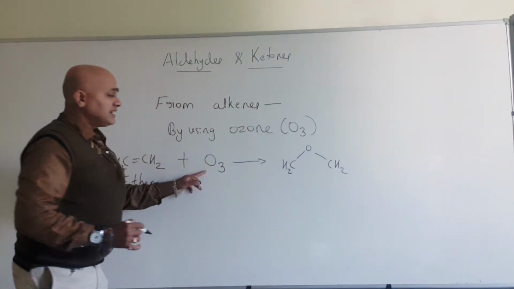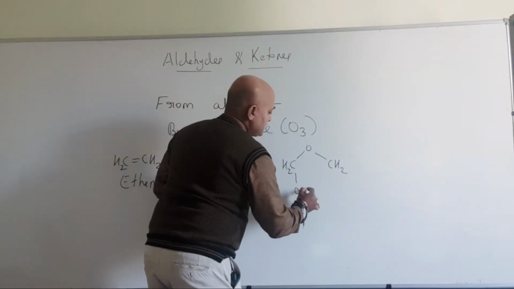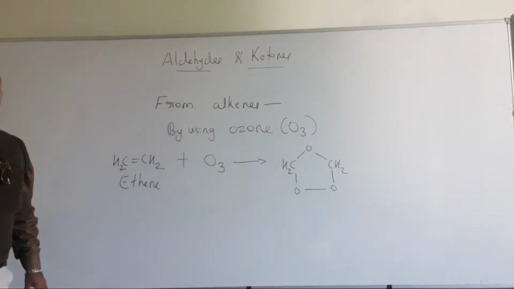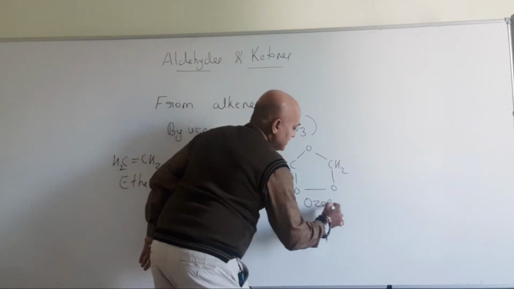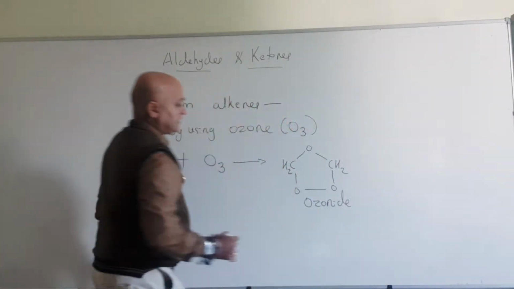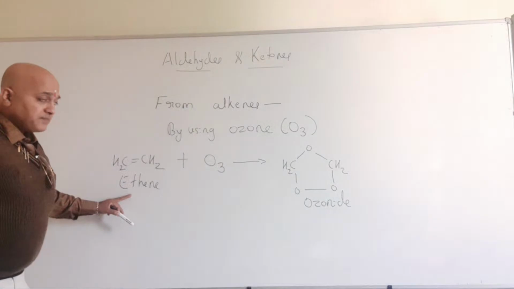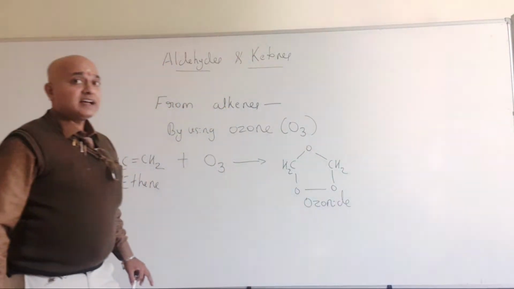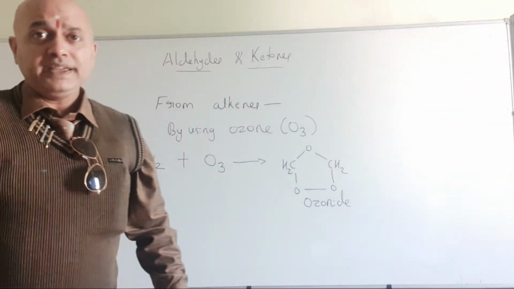Now another two oxygens are there, so there will be formation of a cyclic intermediate, whose general name is ozonide. So ethene is going to react with ozone to form an intermediate called ozonide. It's not a product, it is an intermediate.